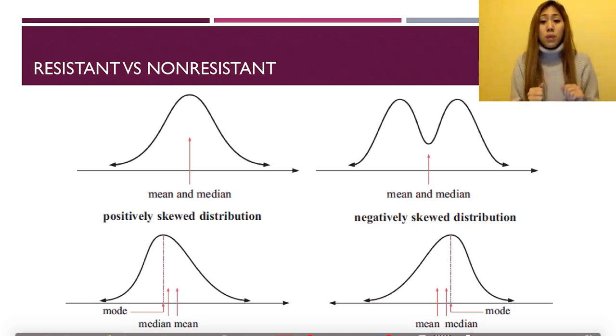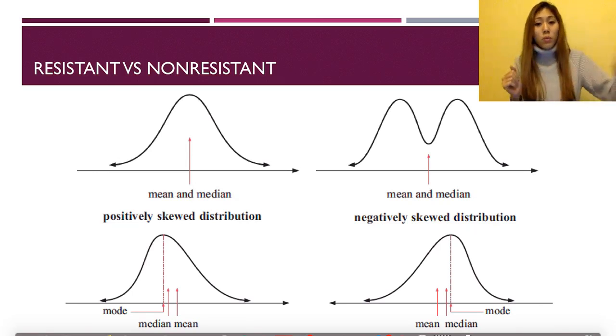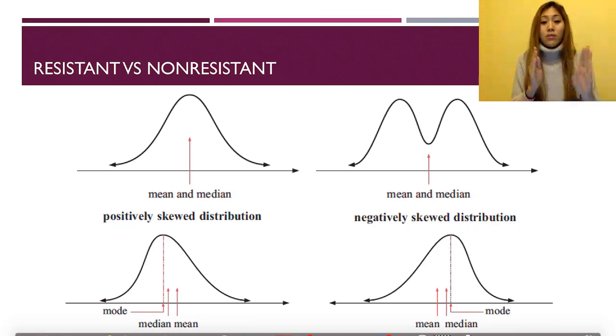Negatively skewed means that your mode is going to be a peak that looks like it's tending towards the right because you have so many values on the left. That means that your mean is going to be on the left-hand side, on the negative side, more left of the median, the middle number.